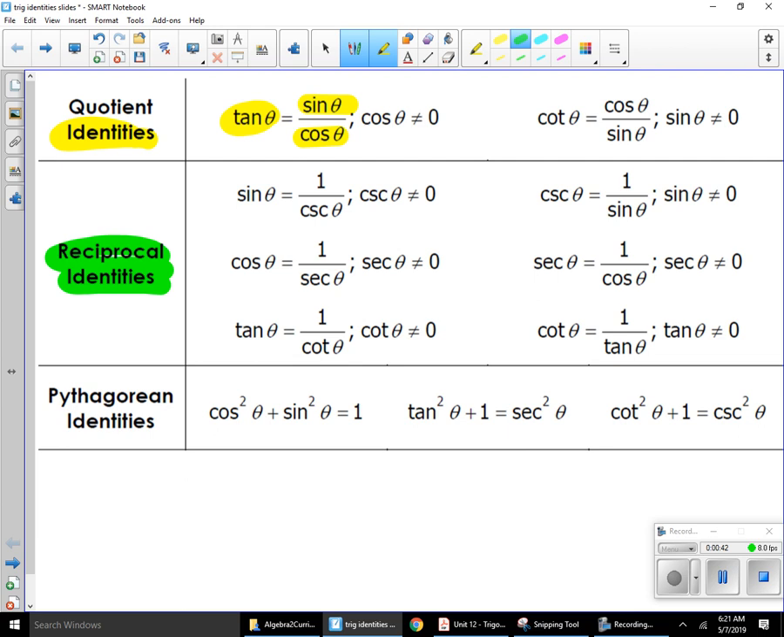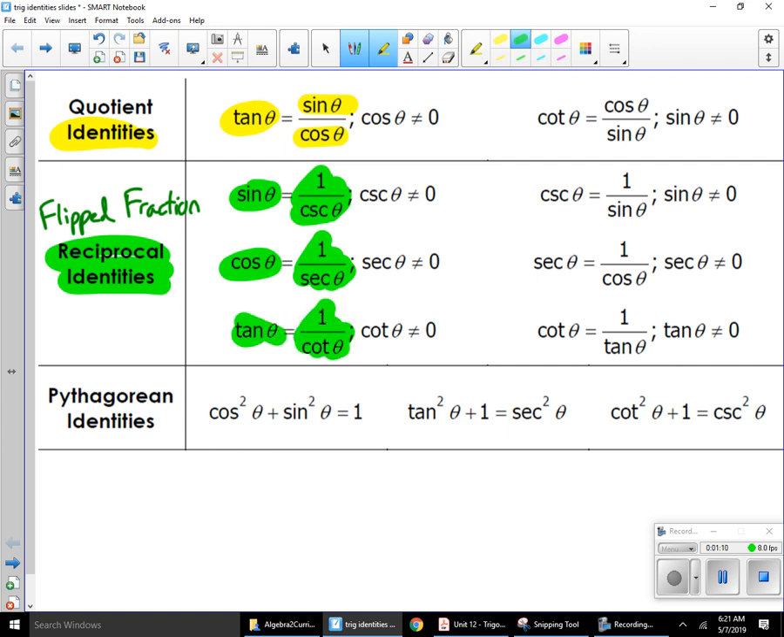Reciprocal identities, keep in mind the word reciprocal, fancy way of saying flipped fraction. The reciprocal identities we've never written out, even though we've used this idea. Remember the very first day of trig, we were able to take sine and then just flip the fraction to get cosecant. The same thing for cosine. I could take cosine and flip the fraction to get secant. Last but not least, tangent, we were able to flip that fraction and get cotangent. Those are called reciprocal identities.